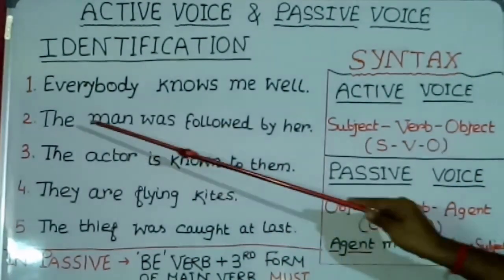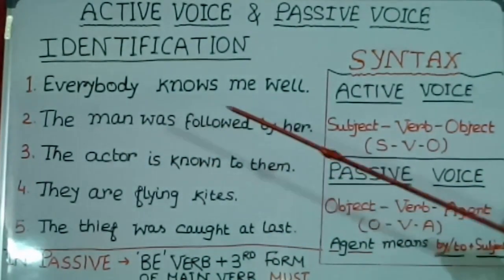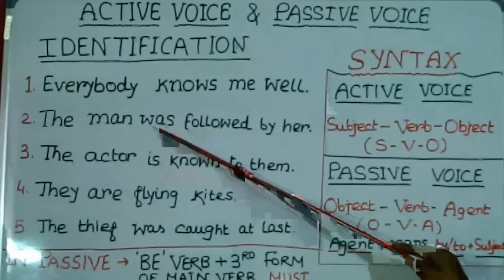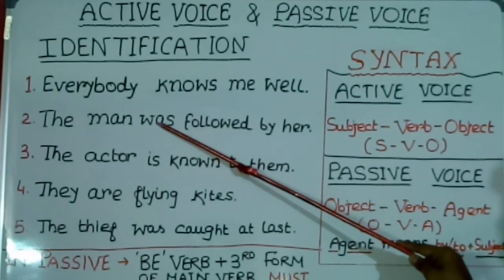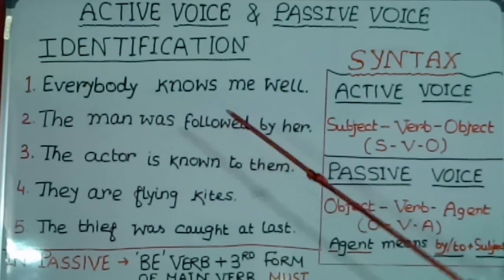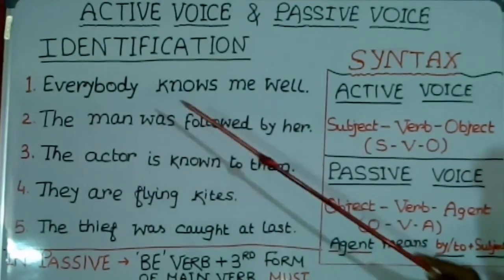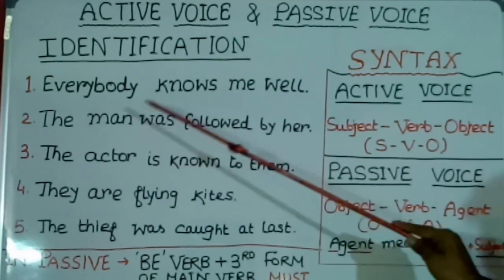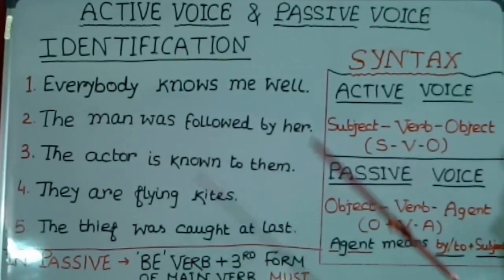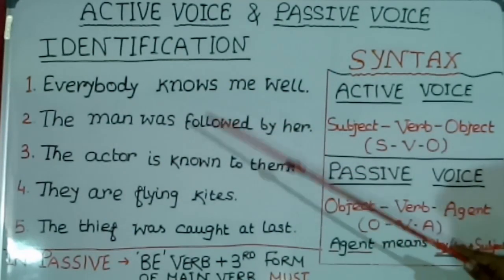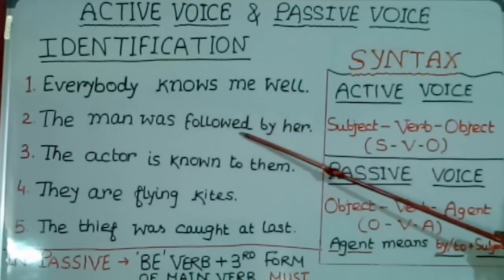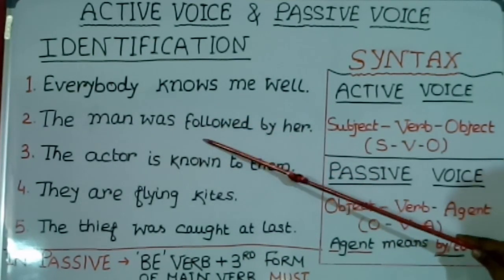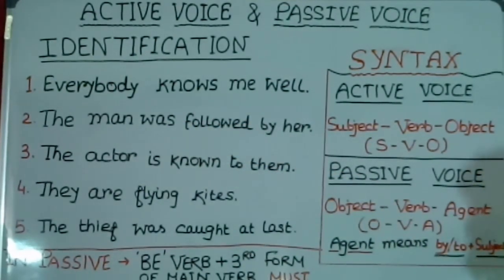Now check once. I have told you the second sentence is written in passive voice. Now look over here, first verb: was. We know that was is a form of be verb. And look over here, followed. Followed is the third form of follow. So was and followed, be verb and third form of the main verb, are present over here. So this is a trick to identify the voice. Whenever you find in the verb a be verb and the third form of the verb, then obviously, undoubtedly, we can call it a sentence written in passive voice.